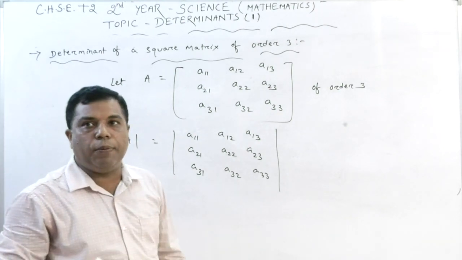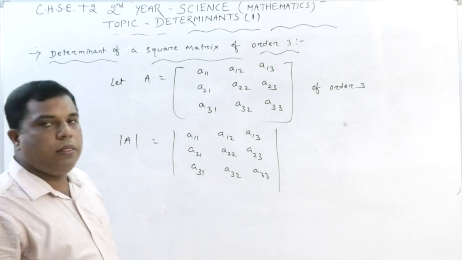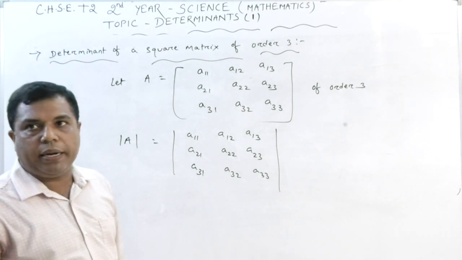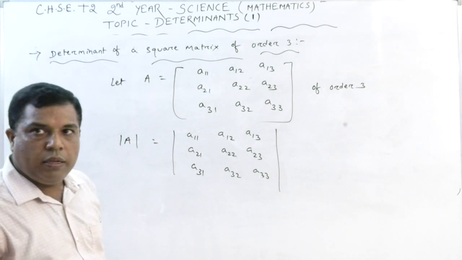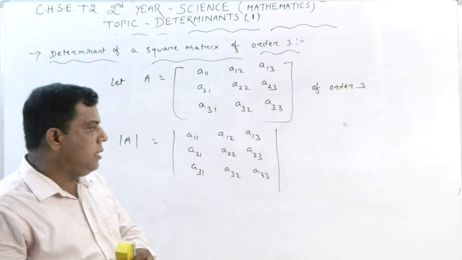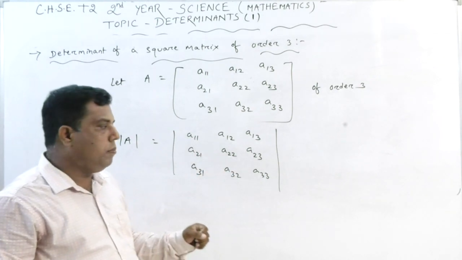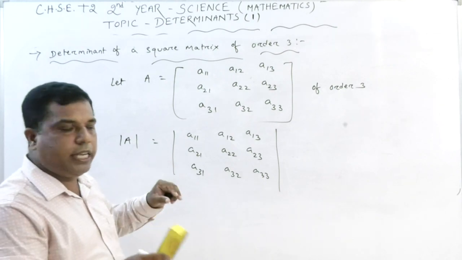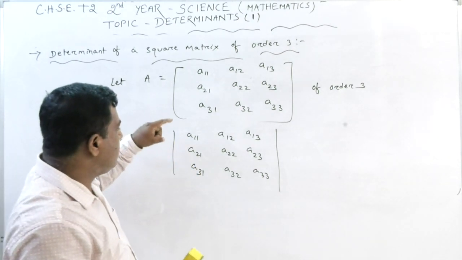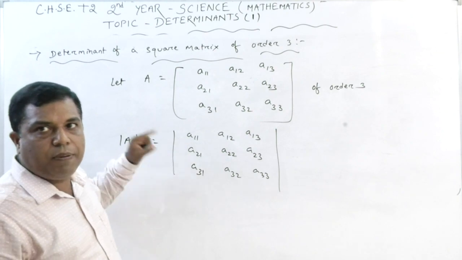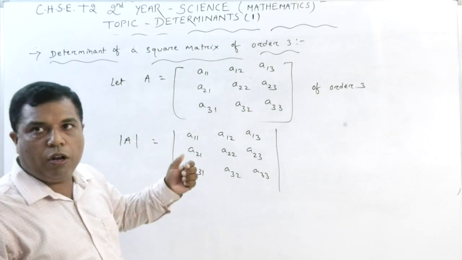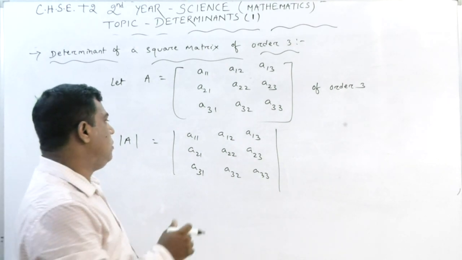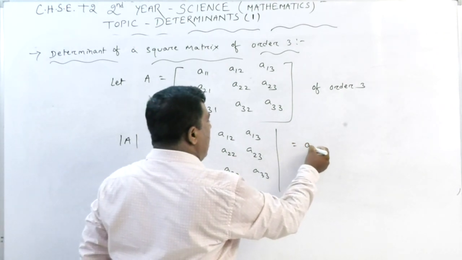Dear students, look carefully how we are going to find the determinant value of this type of square matrix whose order is 3. You can expand it from any row or any column, but I am starting from the first row. The expansion, the finding of value, is started from the first row. You can start from any row or any column also. If I start from the first row, this is called first row expansion. So I am taking A11.